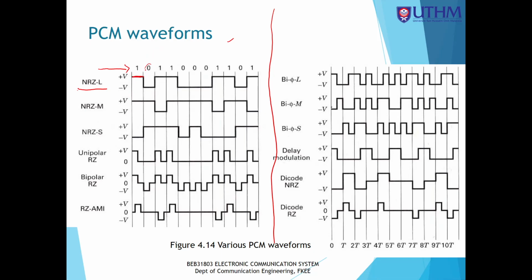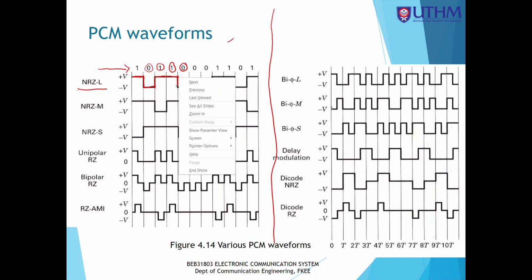Then the next is input logic 0, so it will change to negative polarity at the output. Then the input changes again to logic 1, so the output changes from negative to positive. Then the next input is logic 1, so no change. Then the input changes to logic 0, so the output changes to negative voltage.